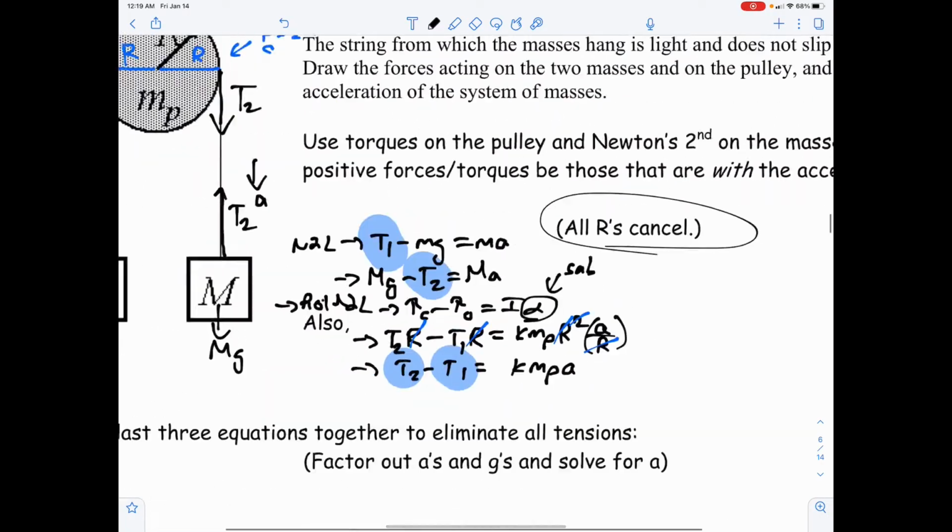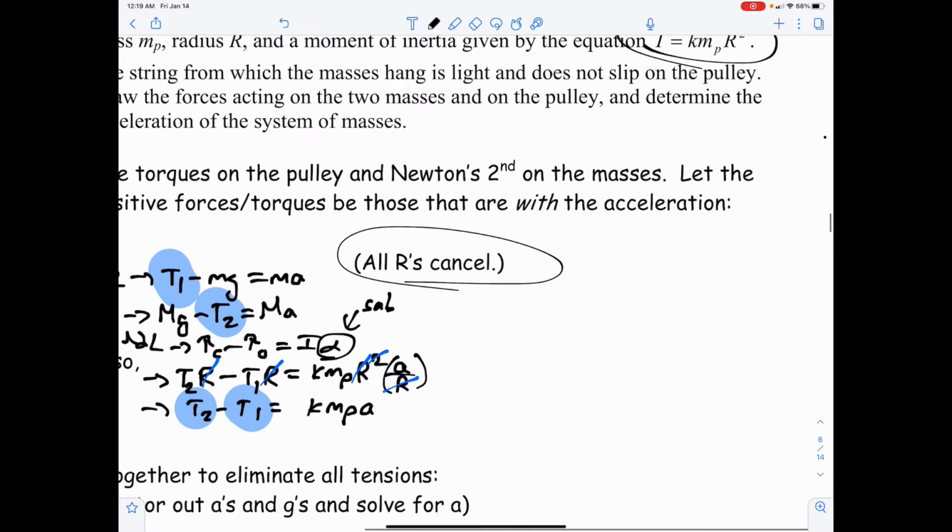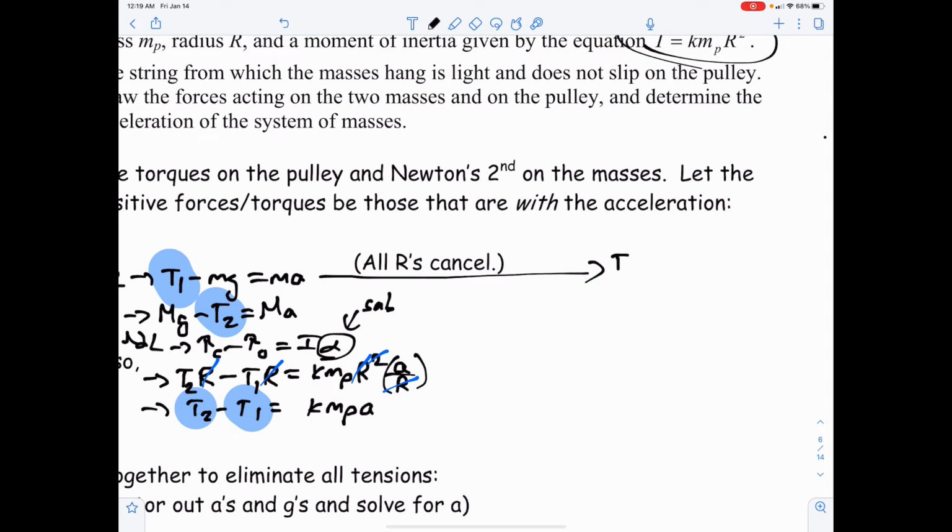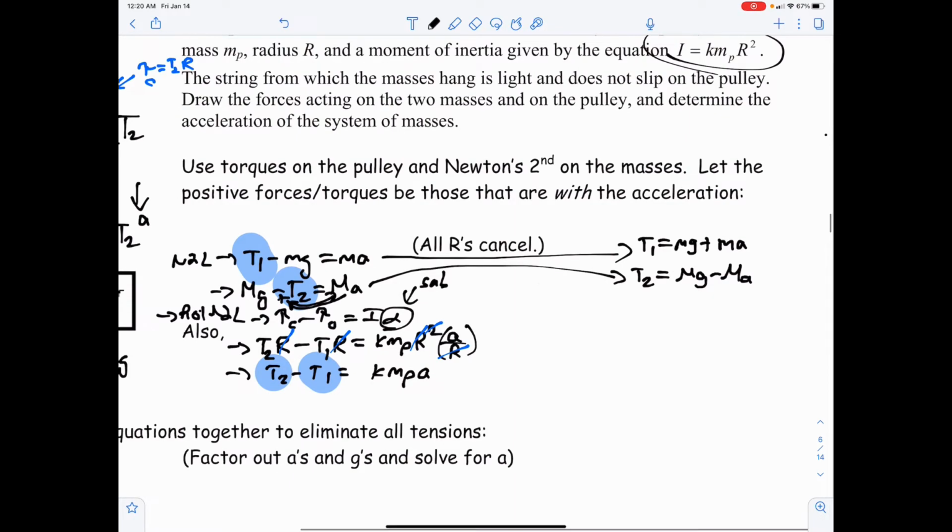Okay, let me go over here to figure this out. So this one here, the first equation, I would have to add little mg, and I get T1 is equal to little mg plus little ma. This one here, I would have to add T2 over to this side and subtract ma over to that side. And so T2 is equal to big Mg minus big Ma. Those are your two values for T1 and T2.